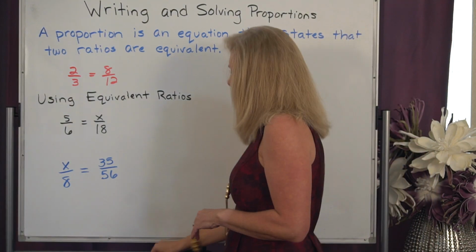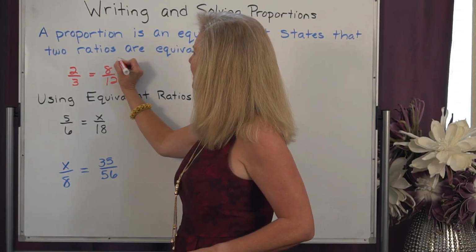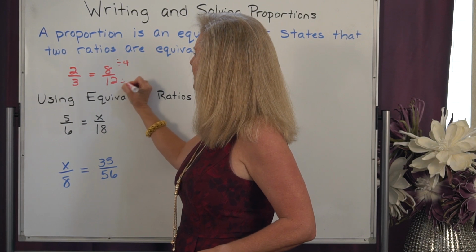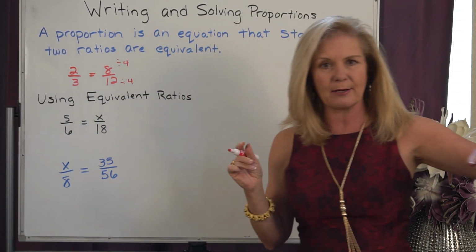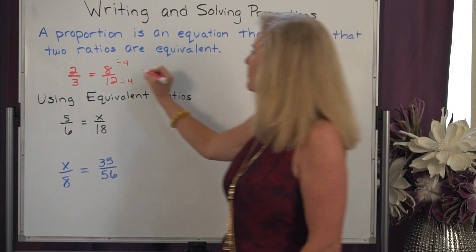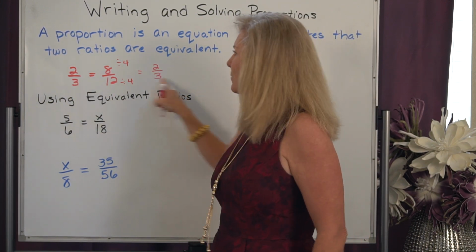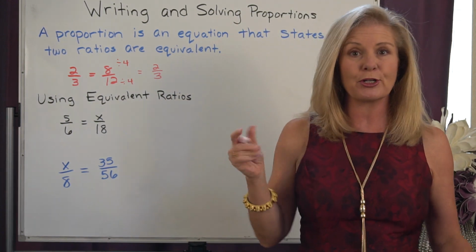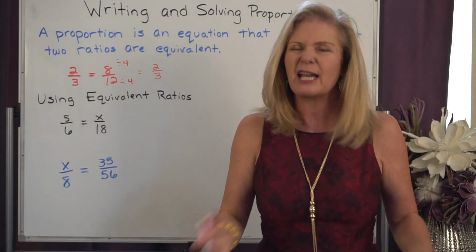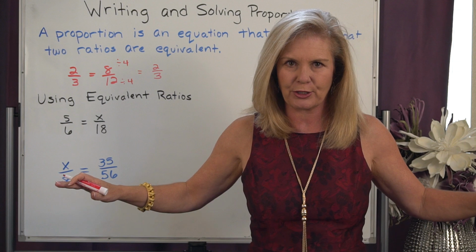So what I'm going to do is reduce that to its simplest form. And I'm going to divide both the top and the bottom of the ratio by 4. And when I do that, I get 2 to 3. In lowest terms, both sides of that proportion are the same ratio. That means they have to be proportional.